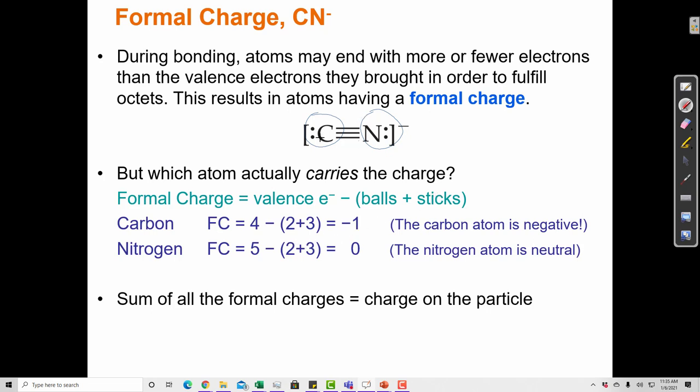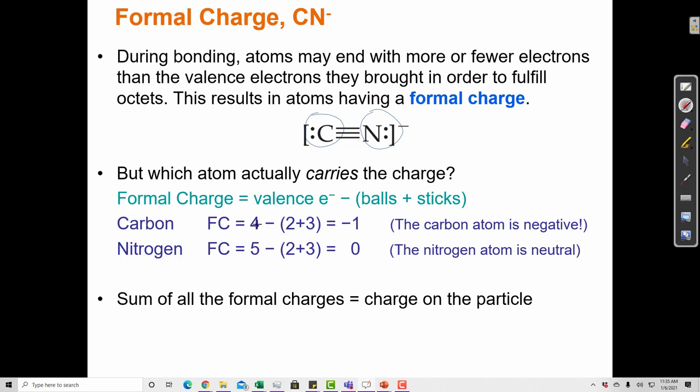How many balls does carbon have? 1, 2. How many sticks does carbon have? 1, 2, 3. So 2 plus 3, same for carbon. So we're doing the same thing with bonding and non-bonding electrons, half of the bonding electrons, just counting the sticks instead of the electrons inside. But it's easier to just think about balls plus sticks than half of the bonding electrons, I think. If you think it's easier the other way, then please use the other equation from the book, that's fine.